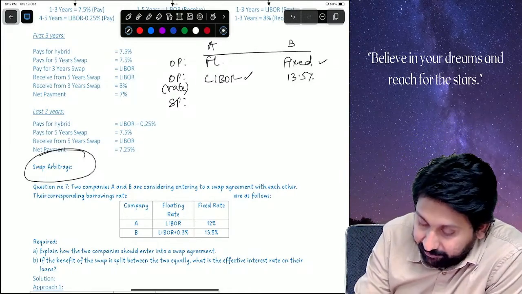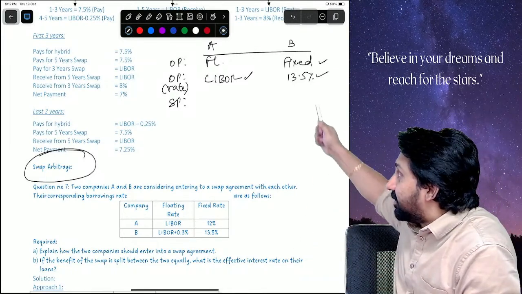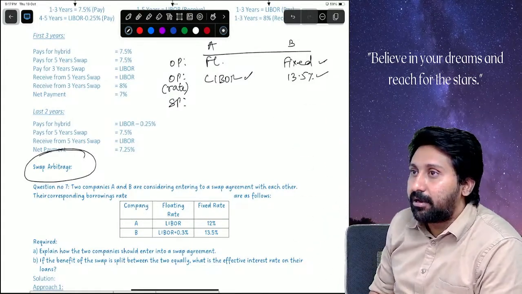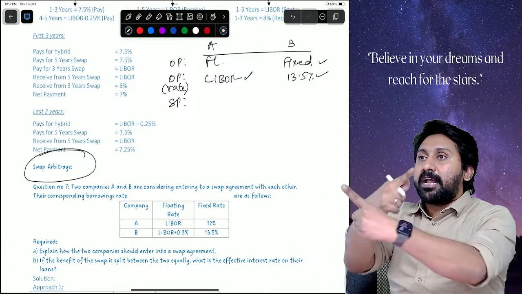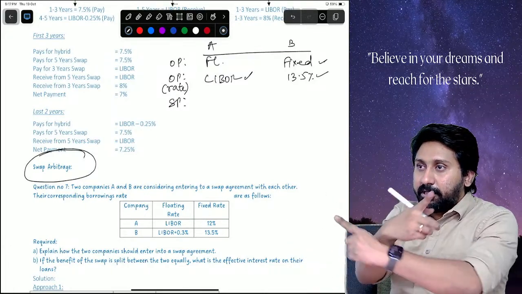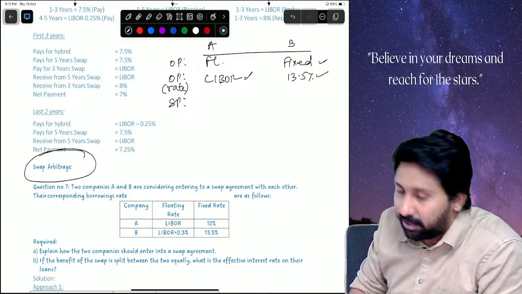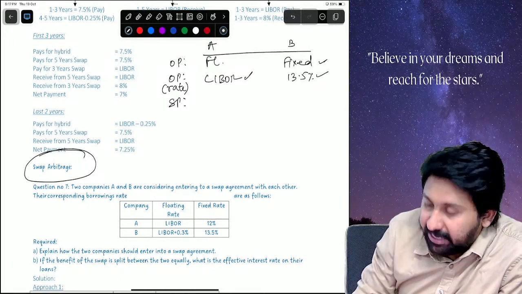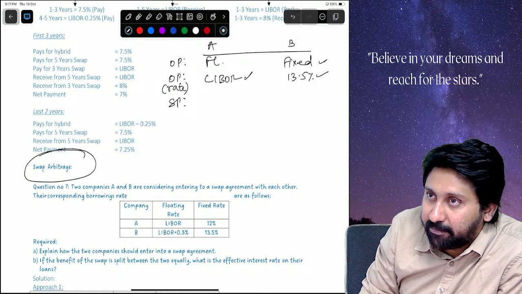Now answer my question. Originally if you borrow at fixed, this is 13.5. Originally if I borrow in my position, it is LIBOR. Now we are taking the same positions, transforming the positions. Listening? Okay. Now, A is there, B is there. Two persons, how they swap is the question now.